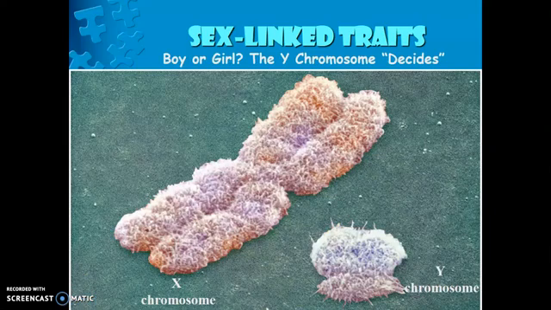Now we need to talk about sex-linked traits. So we've already talked about how your sex chromosomes, pair number 23, determine your secondary sexual characteristics. If you have two big chromosomes as your sex chromosomes, that's XX, and that makes you genetically a girl or female. If you have a big one and a little one, like the picture shows here, then that makes you XY, or genetically male. Okay?